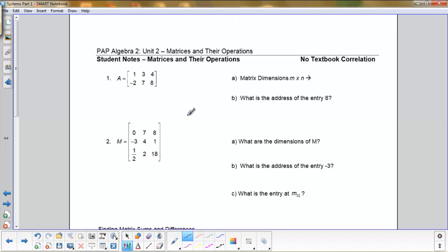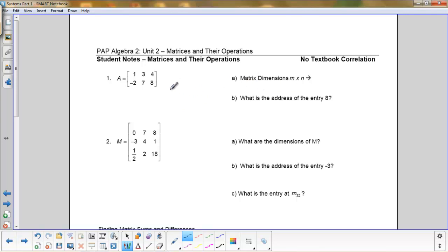Welcome back. We're going to round out our first packet for Unit 2 with matrices and their operations. You're going to become familiar with how matrices work, and we're going to do some algebra with them over the next several days, and then follow that up with some calculator work. So you want to pay particular attention in these first couple of days so that you have a good foundation for the rest of these notes.